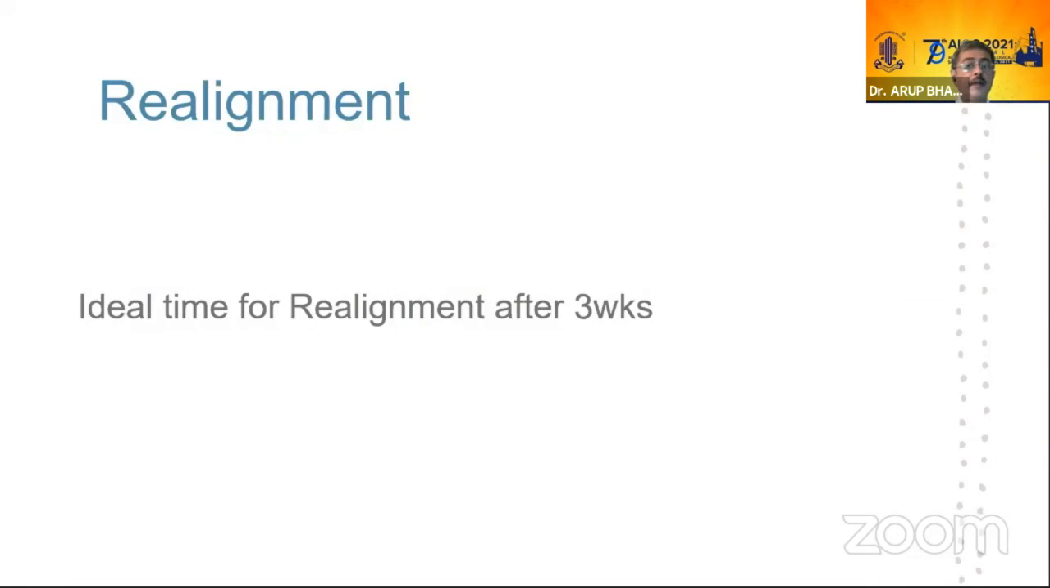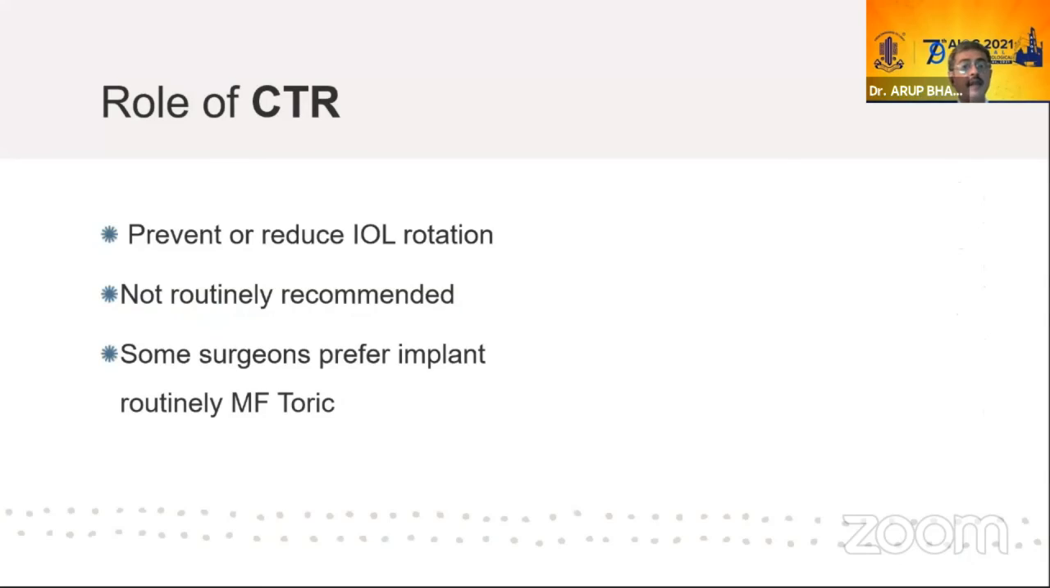Our IOL alignment study shows the ideal time is after 3 weeks, because there is a little bit of fibrosis in the capsular bag. But the role of CTR definitely prevents or reduces IOL rotation. No, but it is not routinely recommended. You can use it in myopic cases where the axial length is more than 25.5 or 26. And some surgeons prefer to implant it routinely in multifocal toric. Most surgeons prefer it because you have a very narrow landing zone in a multifocal toric.